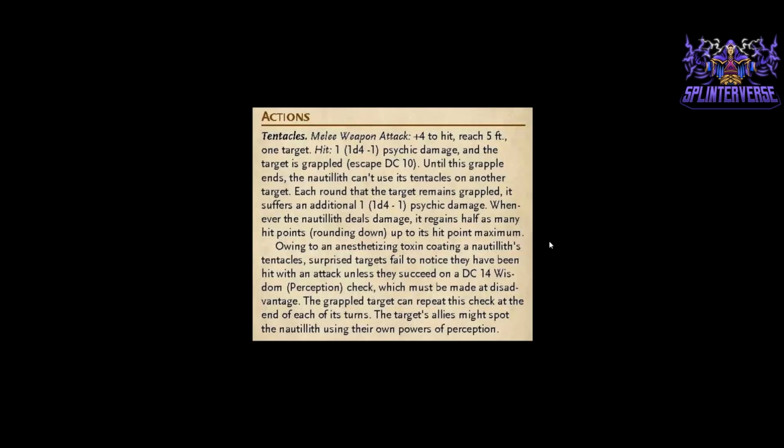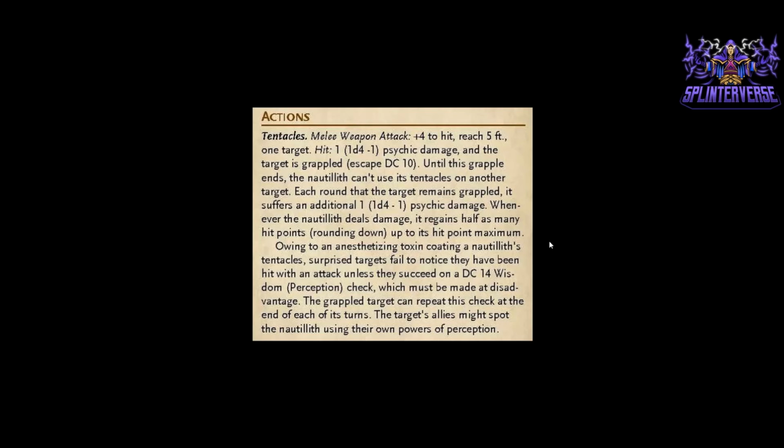And so we're going to just look at one of the actions for the Nautolith, but there's several. Tentacles, it's a melee weapon attack, and it does psychic damage, and the target is grappled. Until this grapple ends, the Nautolith can't use its tentacles on another target. Each round that target remains grappled, it suffers an additional psychic damage. Whenever the Nautolith deals damage, it regains half as many hit points, rounding down, up to its hit point maximum.